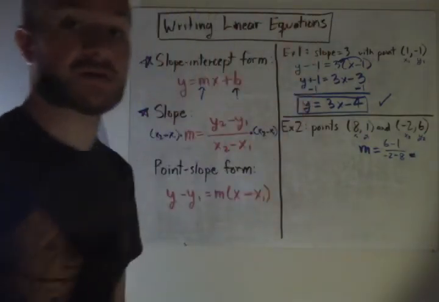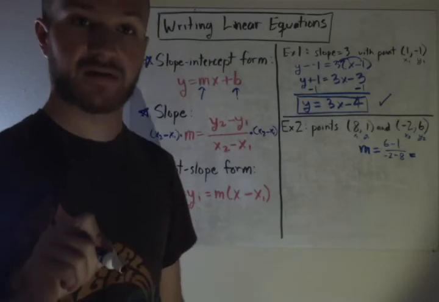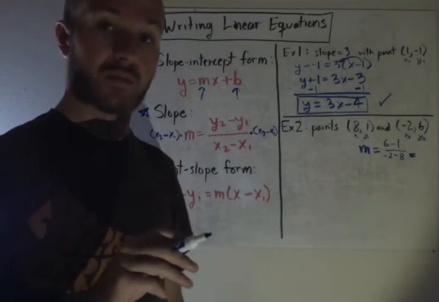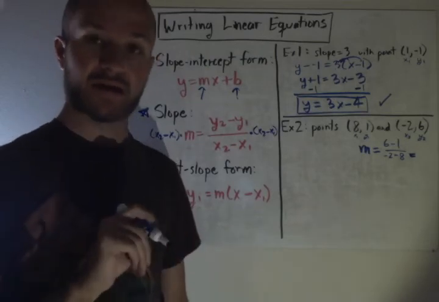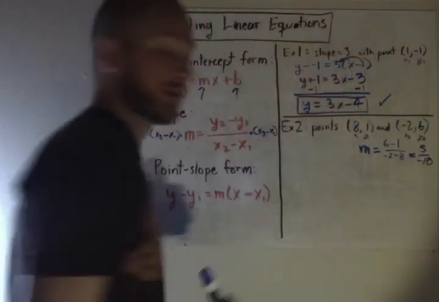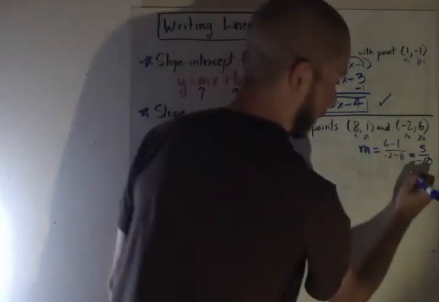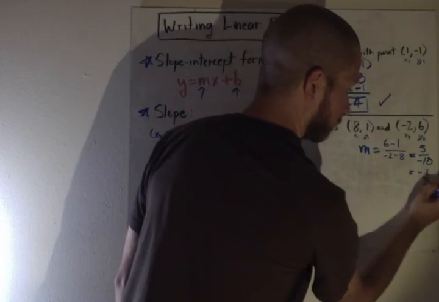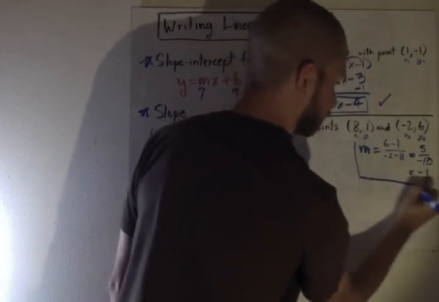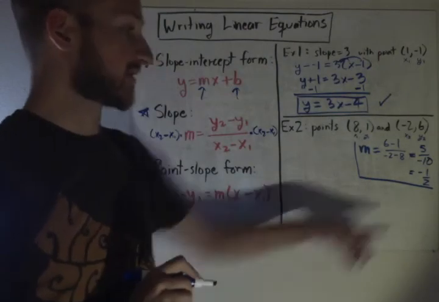All right. Now I have to be really careful with my negatives. 6 minus 1 on the top is going to be 5. On the bottom, if I have negative 2 minus 8, that'll give me a negative 10. All right, simplify negative 5 over 10, and that is just negative 1/2. Right. So my slope in this example is negative 1/2.